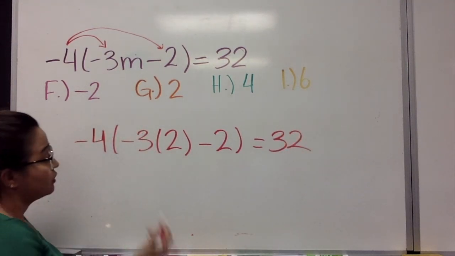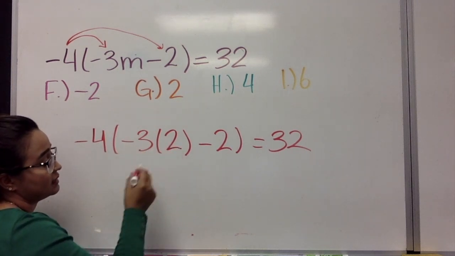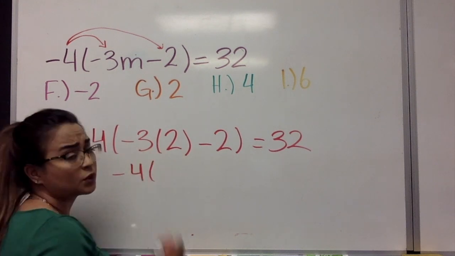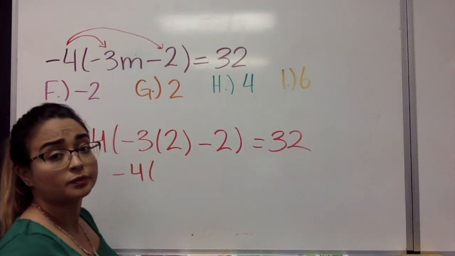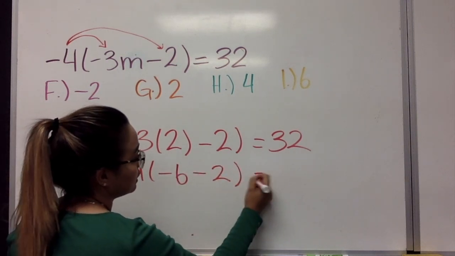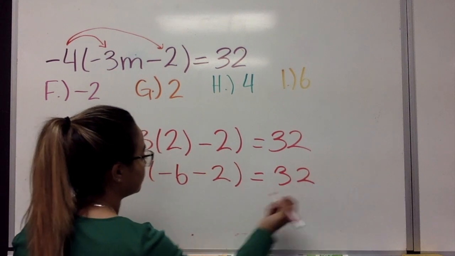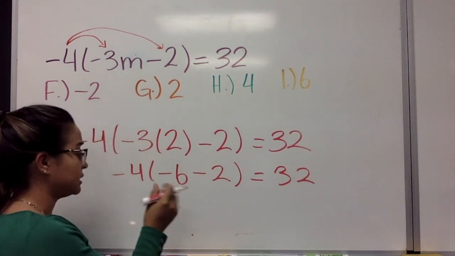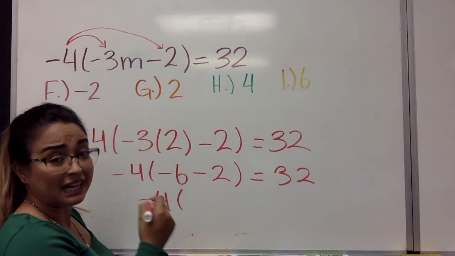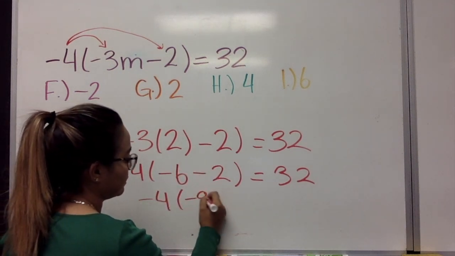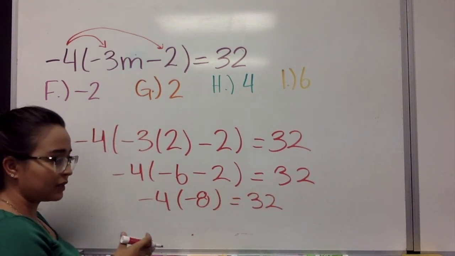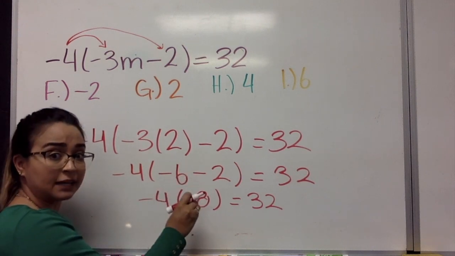Now let's work it out. First, let's do this. We have negative 4 times, what's negative 3 times 2? Negative 6 minus 2 equals 32. Let's work out what's inside of the parentheses. Negative 6 and negative 2 together equals negative 8. Now we're left with multiplying negative 4 times negative 8.